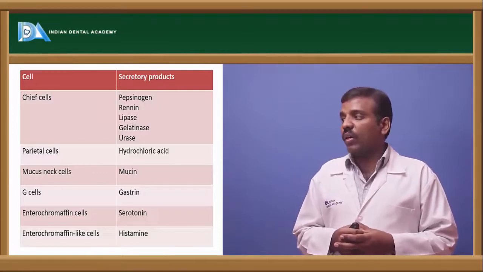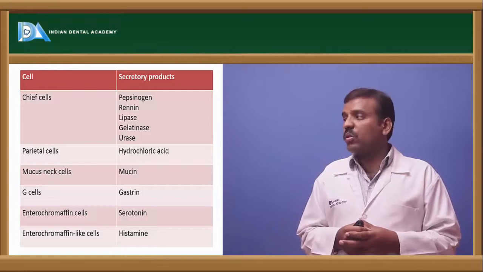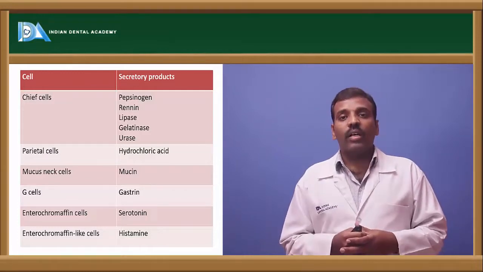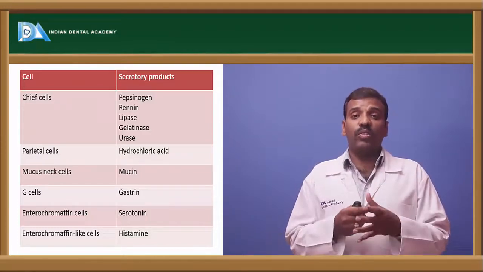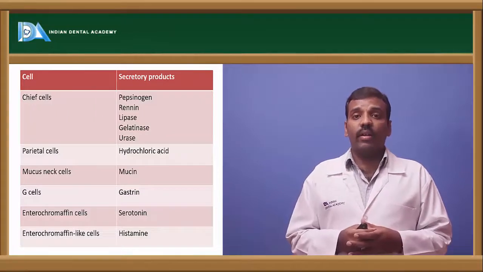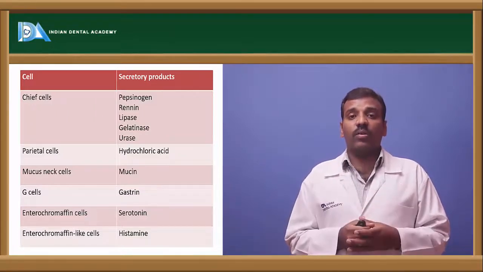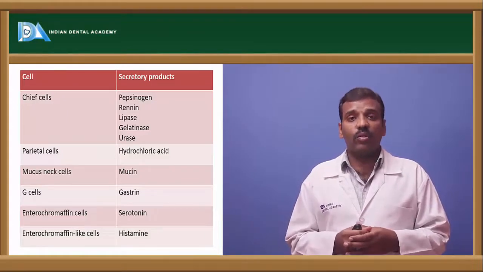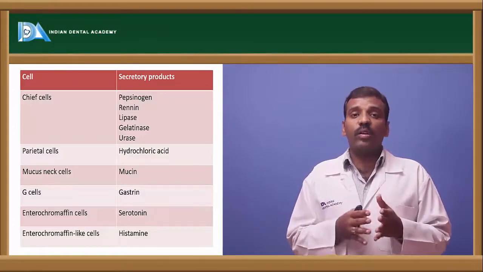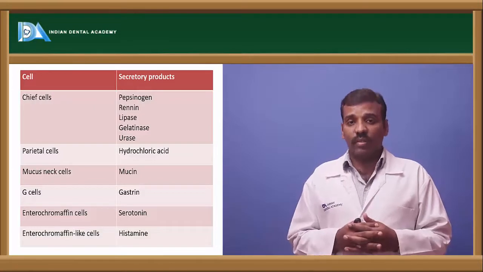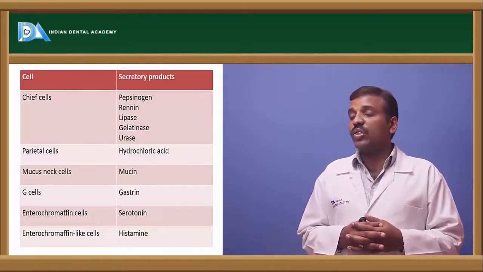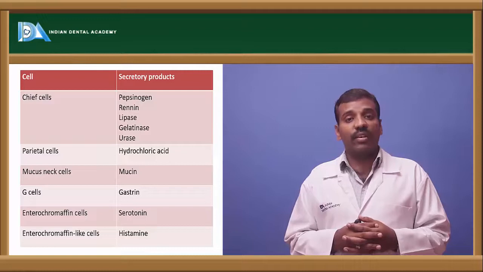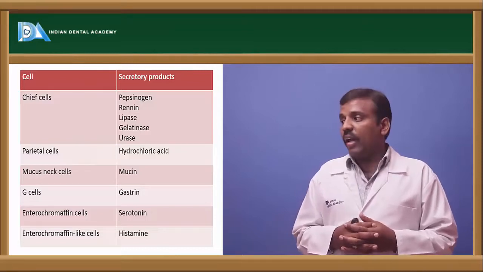Okay, and next one is mucus cells. Through these mucus cells, the mucin is produced, which is a protective layer of the stomach. The mucin, the mucus layer, protects from the hydrochloric acid. And next is G cells, which produce gastrin, a hormone.